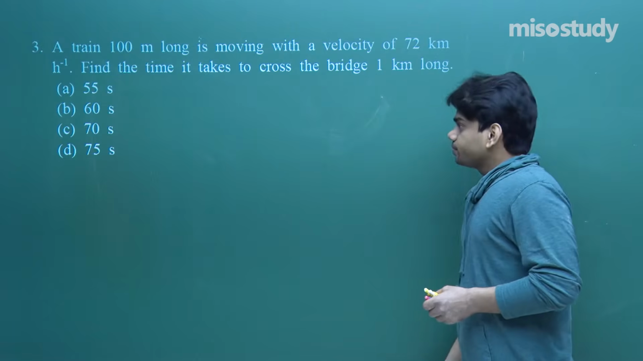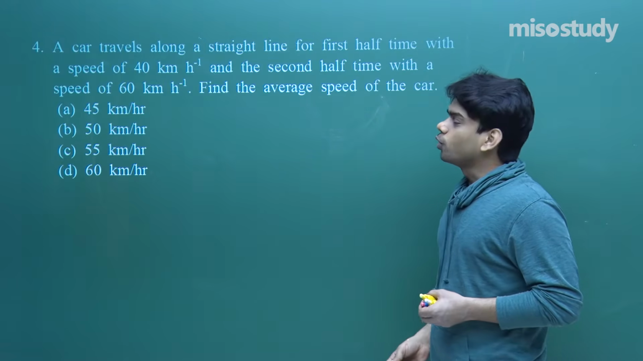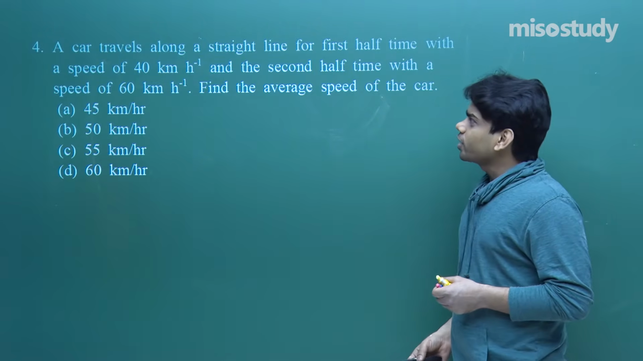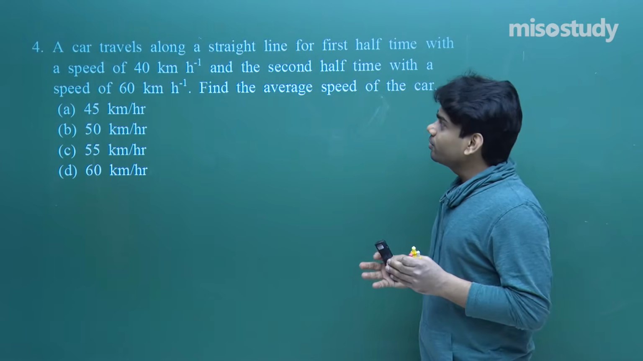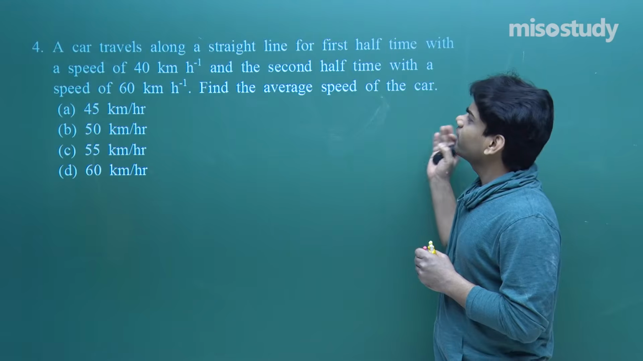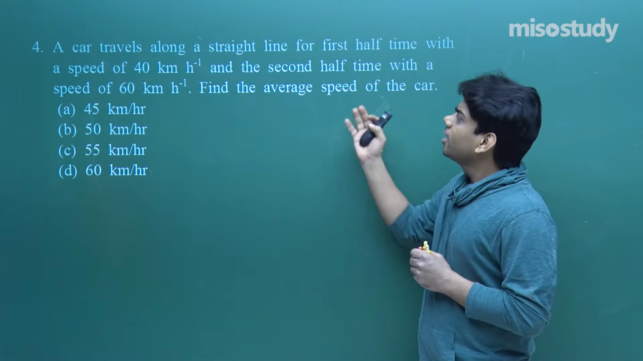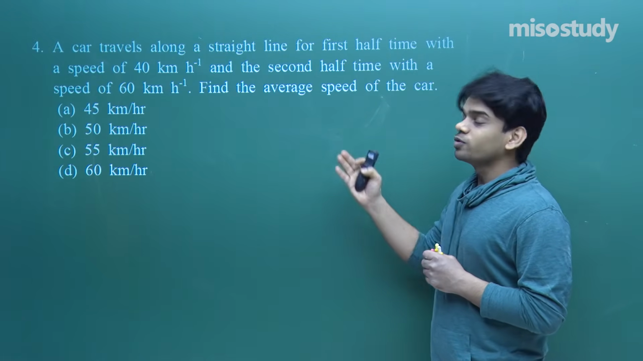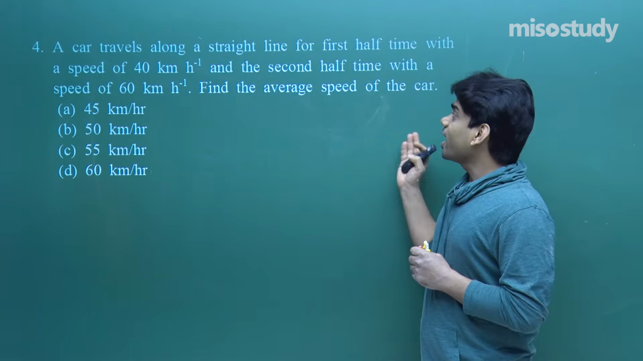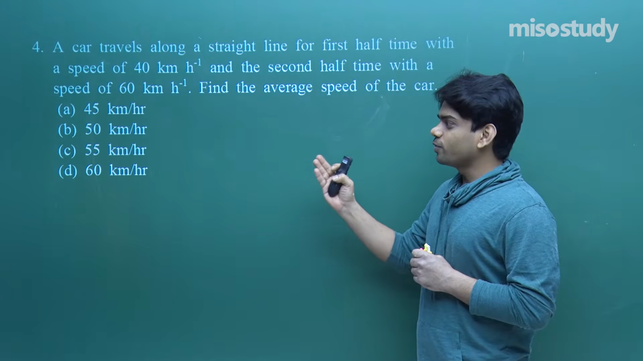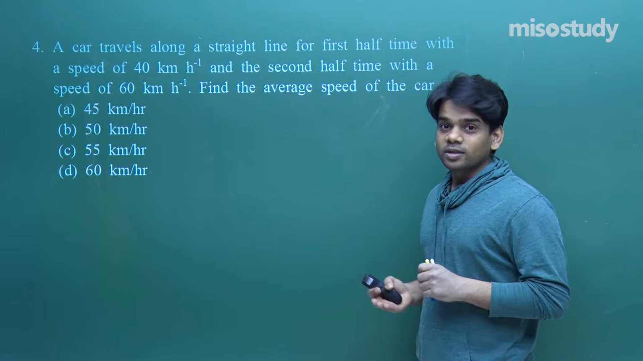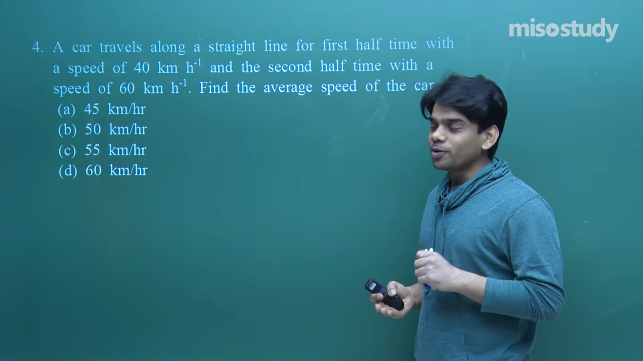The next one, fourth: a car travels along a straight line for the first half time with a speed of 40 km per hour, and the second half time with a speed of 60 km per hour. Find the average speed of the car. Option A 45, B 50, C 55, D 60. Each one of the options is in kilometer per hour.